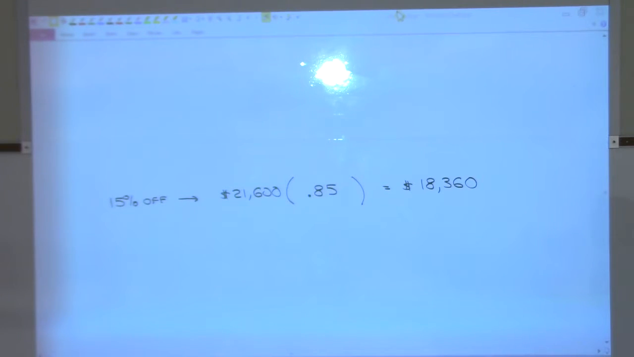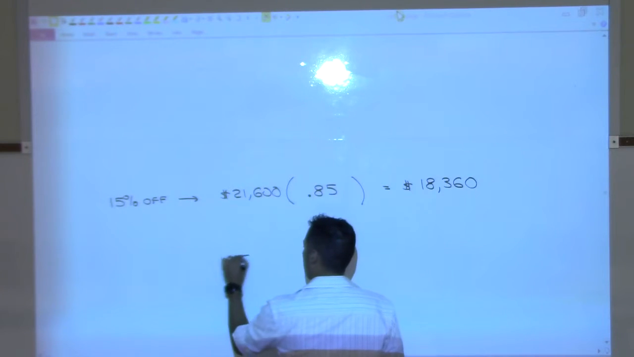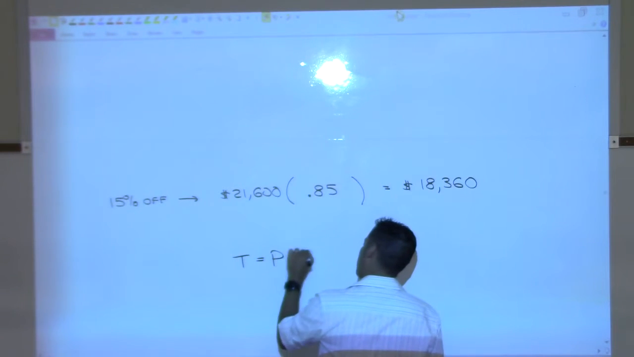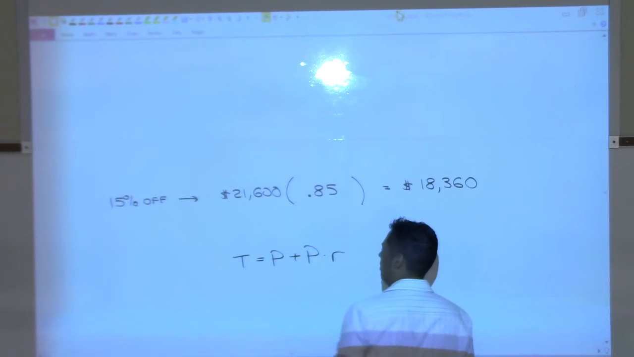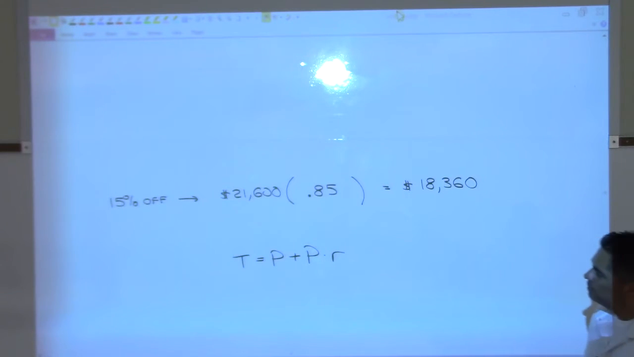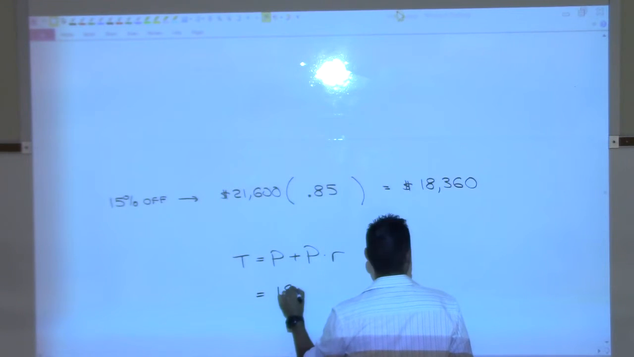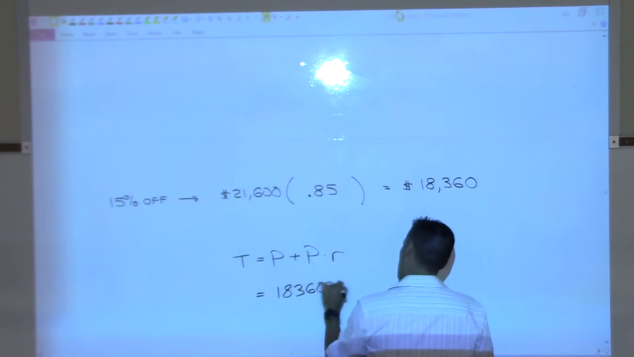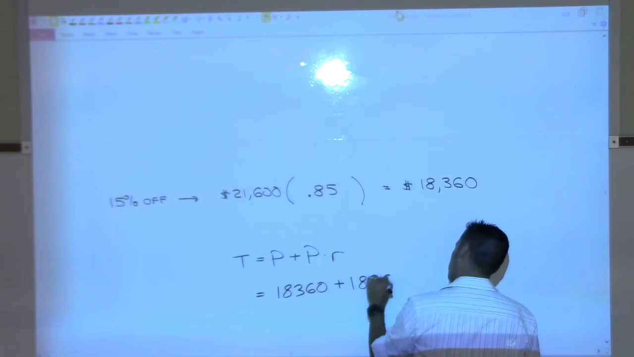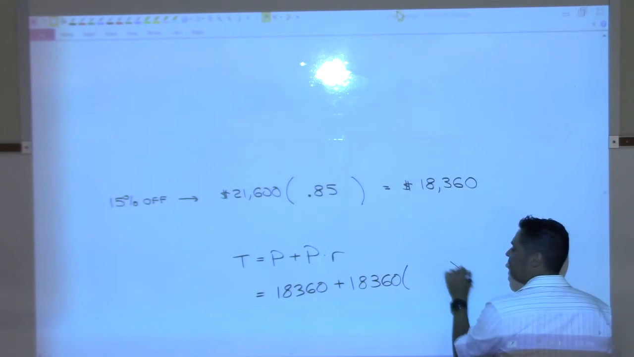Okay, so now that's the new sticker price of the car. Now you have to pay tax on that, right? So this is where you can use this formula. The total equals the price plus the price times the tax rate. So your total will be the price of the car plus the price of the car times the tax. What's the tax?